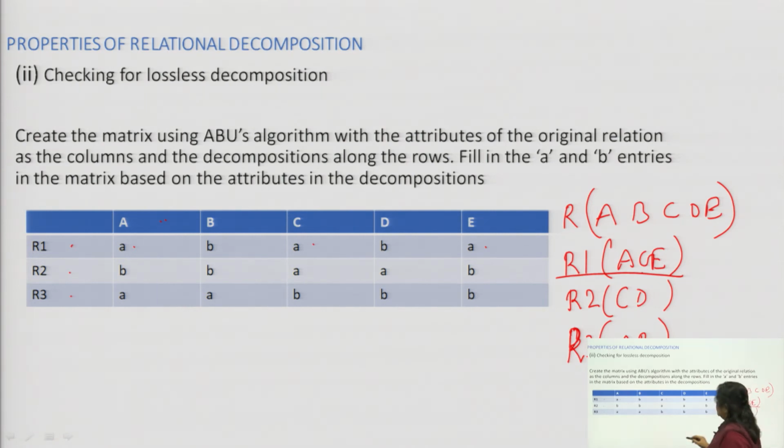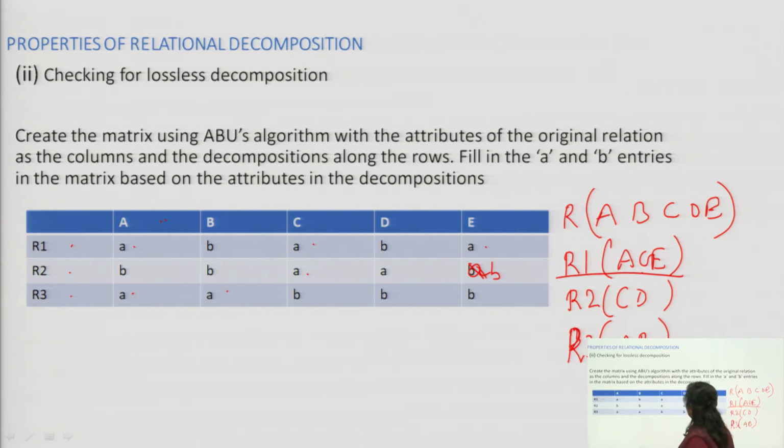In R2, we have C and D. So, C has an A value and sorry, this should have been C and D, I am sorry, this is B, okay, and D has an A value. In R3 we have A as an A value and B as an A value. The rest of the values, they are the B values, right.